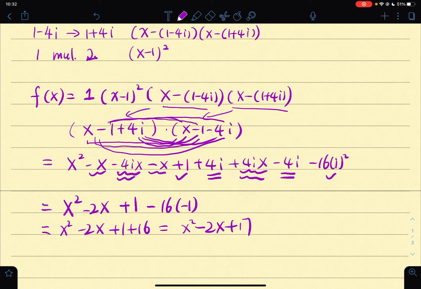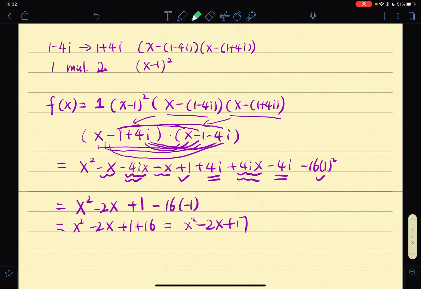Once you find this, you're basically halfway through your answer. You can rewrite it as x squared minus 2x plus 17. So now if you look at your problem one more time, f of x is equivalent to this times that, where there are no more complex numbers in the answer. So you can use this as your fourth order polynomial with all real integers.